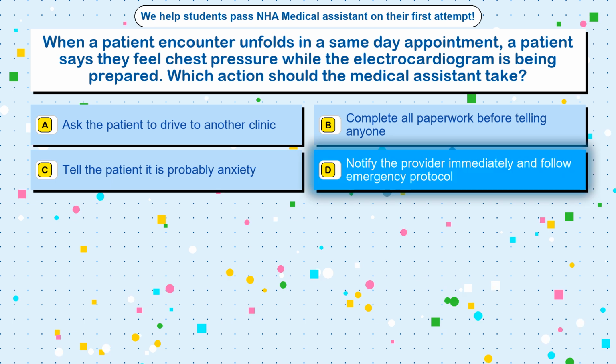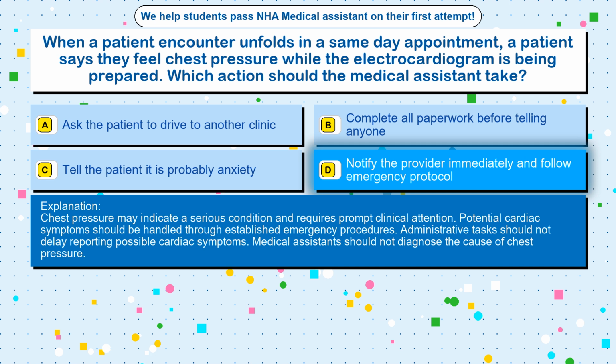The correct answer is option D, notify the provider immediately and follow emergency protocol. Chest pressure may indicate a serious condition and requires prompt clinical attention. Potential cardiac symptoms should be handled through established emergency procedures. Administrative tasks should not delay reporting possible cardiac symptoms. Medical assistants should not diagnose the cause of chest pressure.